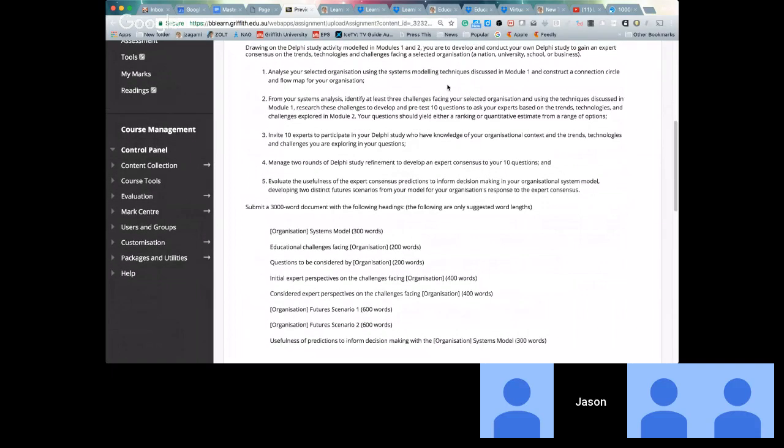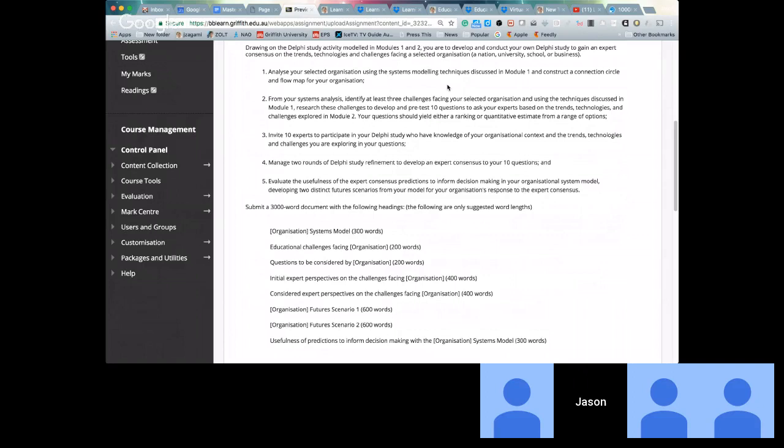So first off, you need to analyze your particular organization. Now, that might be your classroom, or it might be a university or a school, and you can make up a lot of this. I'm not going to be going and checking to see whether or not your system model reflects your real classroom. That's not the point of the assignment. It's not to be an accurate representation of a real environment, but I do want to be able to see you go through the process as though you could use this in a real environment.